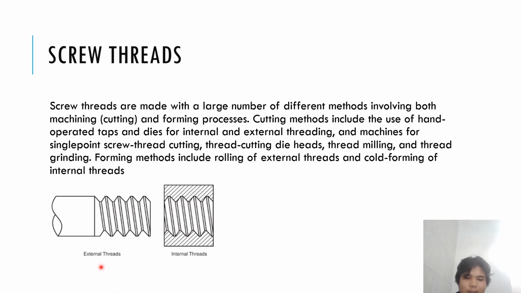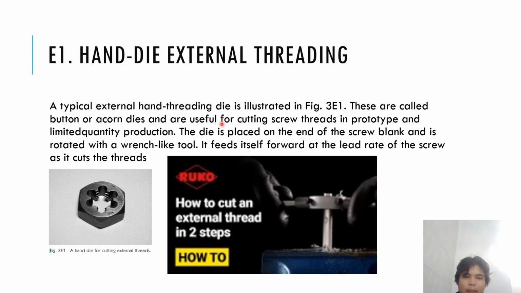So this is the difference between internal and external threads, and we're going to talk about hand external threading. A typical external hand threading die is illustrated in 3E1. This is the picture. These are called button or acorn dies and are useful for cutting screw threads in prototype and limited quantity production.